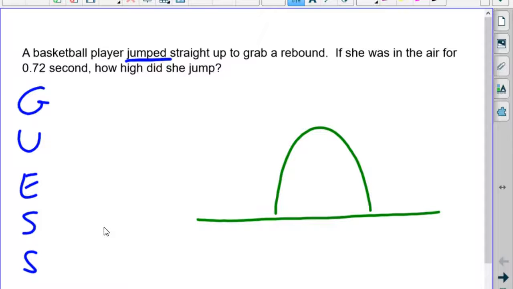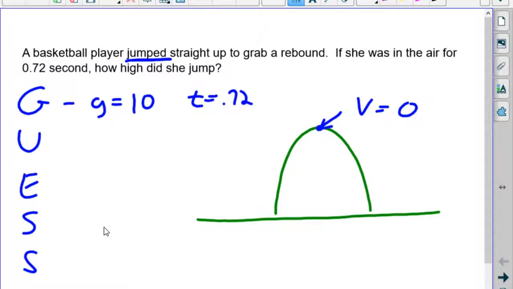Jumped. When I see that, I know two things right off. One, that when she jumped, she's in the air, therefore gravity is the only thing acting on her. And so I'm going to say g equals 10. I also know that when she's jumped and she goes up and comes back down, at this point right here, I know that her velocity is equal to 0. And then I also know she was in the air for 0.72. So t equals 0.72.